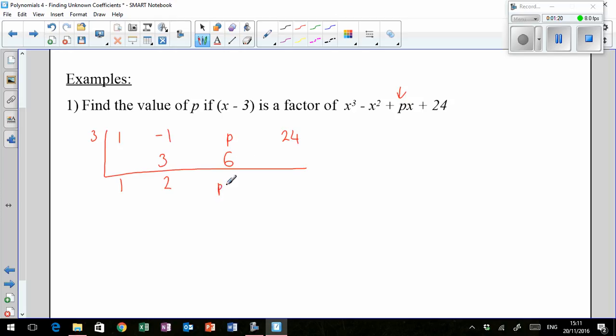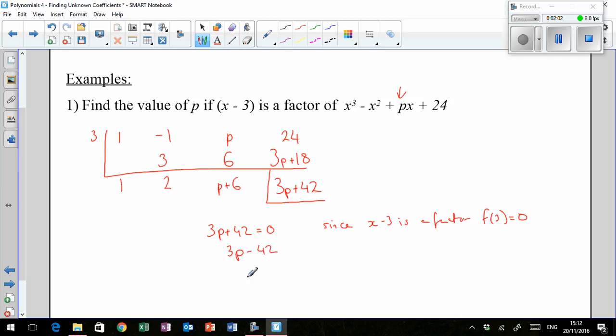When we add down, it's just going to be p plus 6. When we times it by 3, be careful to times all of it by 3, so it's going to be 3p plus 18. Then when we add down, it's 3p plus 42. Because it's a factor, it has to equal 0, so we can make the statement 3p plus 42 is equal to 0. I put in a bit of overkill comment as well: since x minus 3 is a factor, f of 3 has to equal 0. That gives you a dead easy equation to solve. 3p equals negative 42, which means p is negative 14.